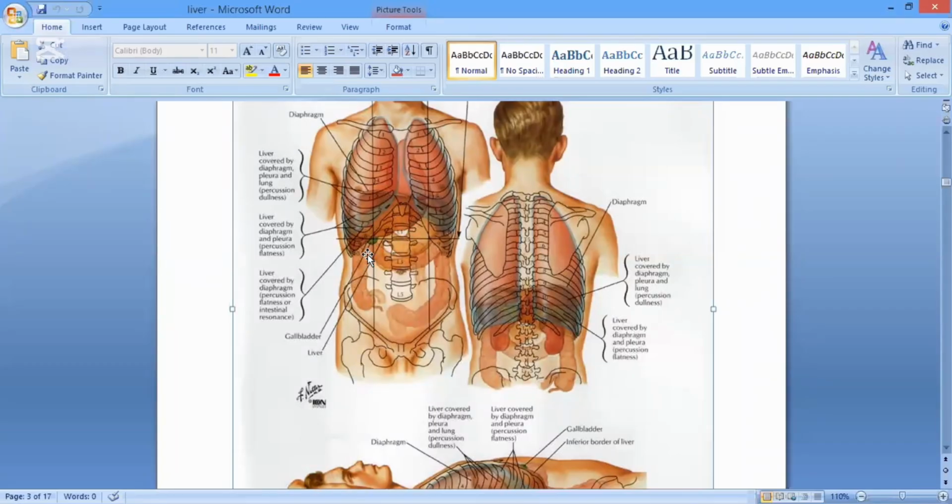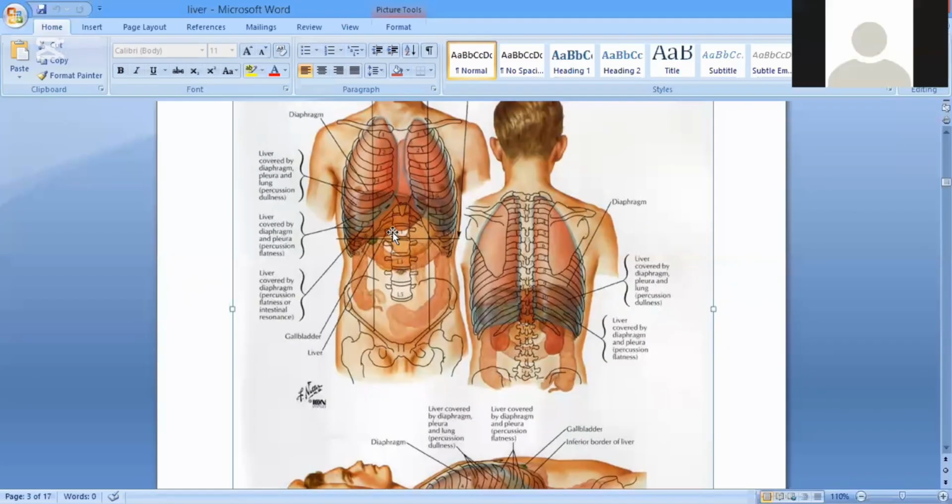In this case, we ask the patient to lie in the supine position with flexed thighs. Then we ask him to take a deep breath, and when the patient takes a deep breath, we ask him to hold the breath. Then we can feel this anterior border of the liver under the right costal margin, right?